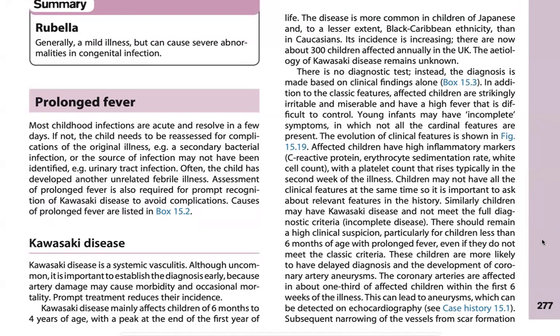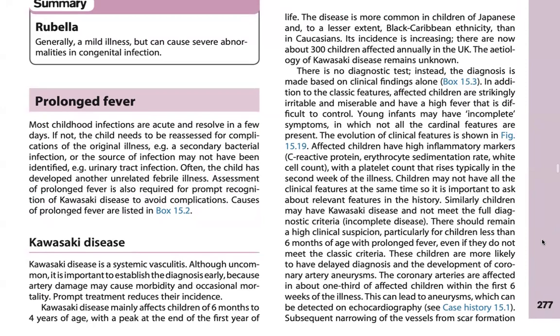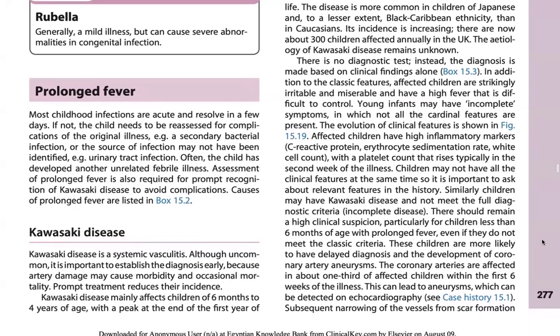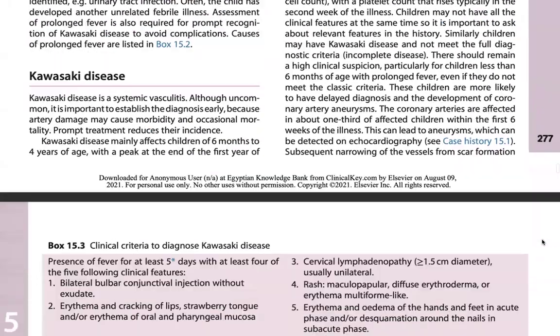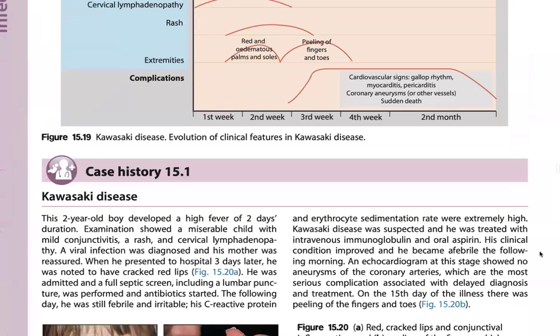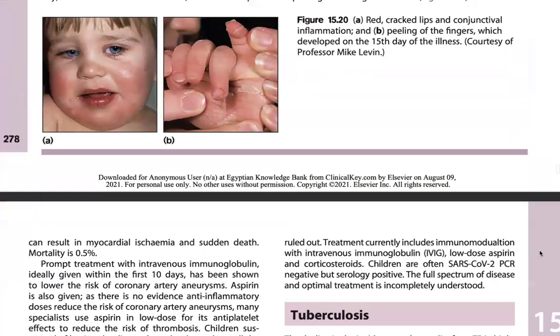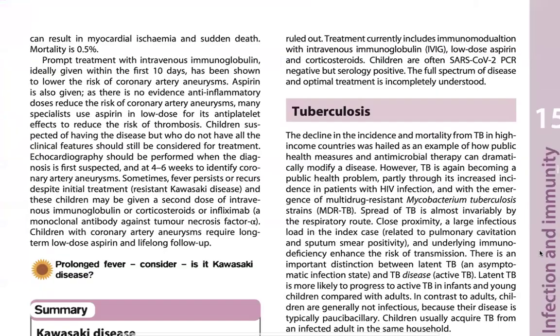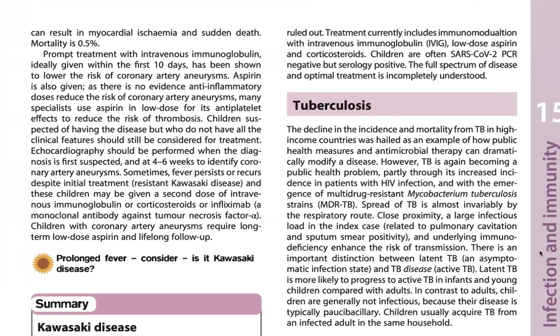The coronary arteries are affected in about one-third of affected children within the first 6 weeks of illness. This can lead to aneurysm, which can be detected on echo. Subsequent narrowing of the vessels from scar formation can result in myocardial ischemia, and sudden mortality is 0.5%.